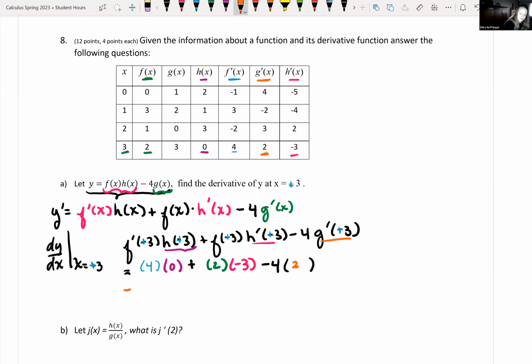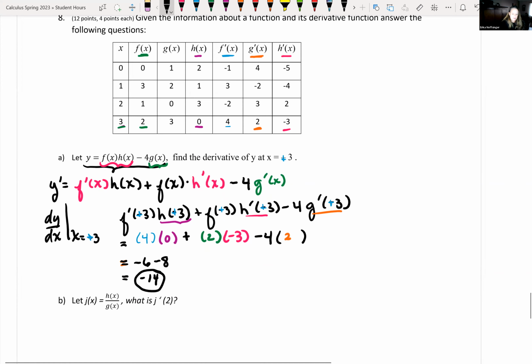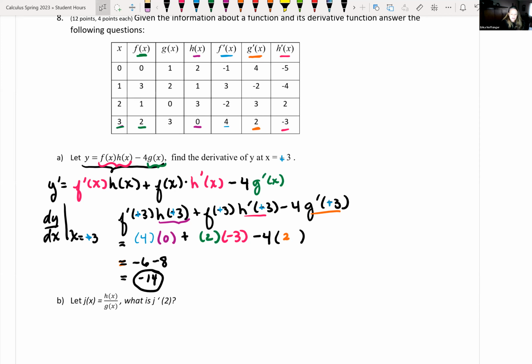So let's simplify that. 4 times 0 is 0. 2 times -3, so this is -6. And then -4 times 2 is -8. So -6 minus 8 gives us -14. Part B, we want to look at j of x equal h of x over g of x. What is the derivative of j evaluated at 2?